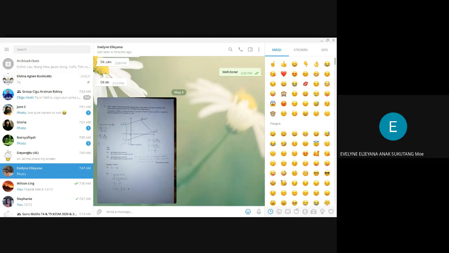A. Find the equation of the straight line PS. x equal to negative 2. B. Find the equation of the straight line RS. y equal to mx plus c. 1 equal to 1 over 3 times 9 plus c. c equal to negative 2. The answer is y equal to 1 over 3 x minus 2.